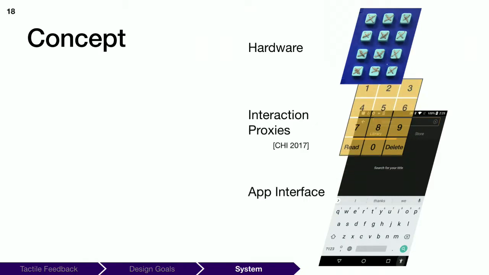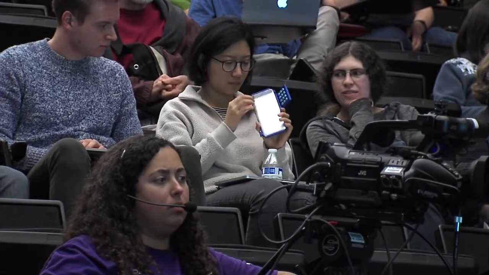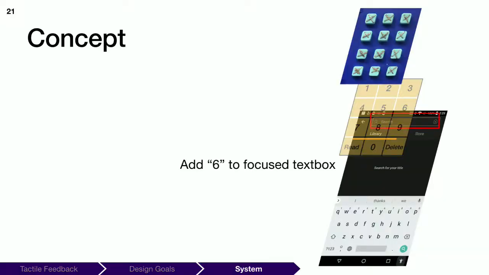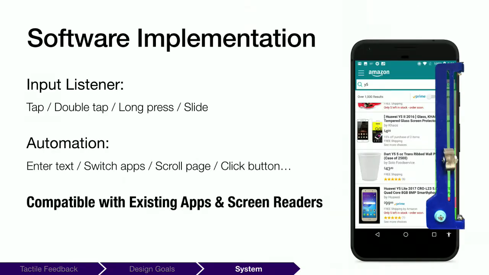The key idea is we insert an interaction proxy between hardware and app UI. This is our work from UIST 2017. It is a software layer that understands the context of a running app and redirects the hardware input to manipulate the app. For example, a user pressed a button on the number pad, and the interaction proxy receives that touch event from the hardware. And the proxy handles the event to perform the appropriate actions. In this case, it finds the text box and then appends number 6 to it.